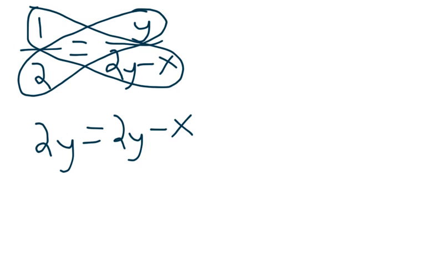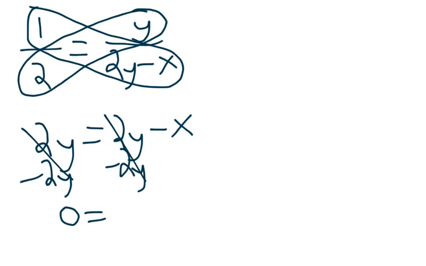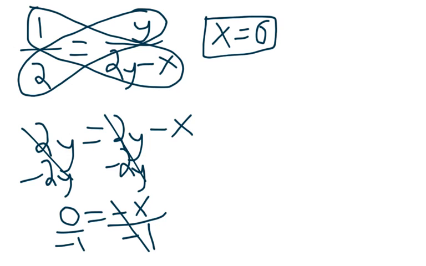Now, I noticed that we have 2y on both sides of the equation, so they will both cancel each other out since you're subtracting 2y on both sides. And all you're left with is 0 equals negative x. And since x being the only variable left, you take x by itself. So your next step is to divide negative 1 on both sides to get x equals 0. Now this will count as your x coordinate.